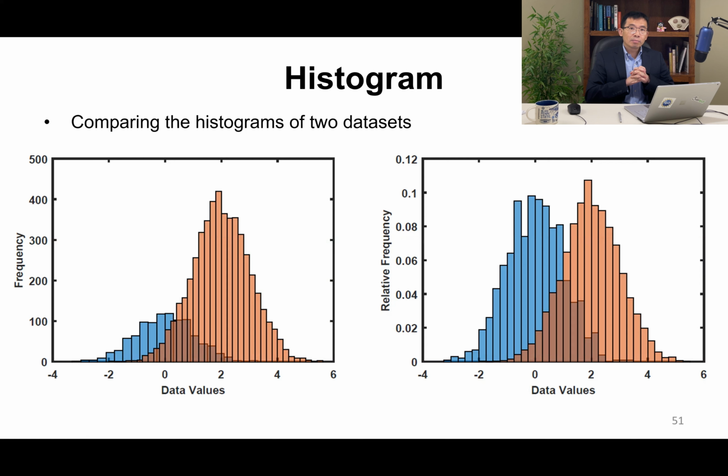So if we scale them into the relative frequency, so the y-axis becomes relative frequency, we can see that the blue distribution is on the left side and the orange distribution is on the right-hand side. So it's a more meaningful comparison between two distributions. Hopefully this gives you some ideas on how to plot the histogram of the data and also check the location, the spread, and the shape of the data, and compare two distributions and how they differ from each other.